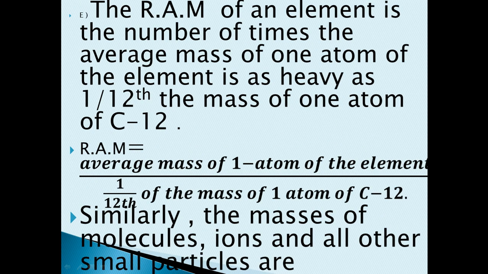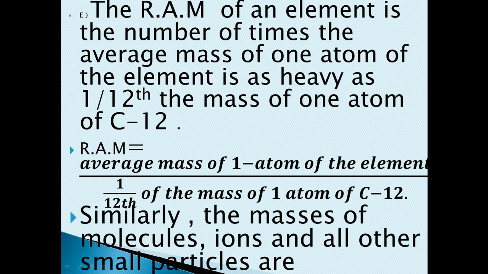So what do we call the relative atomic mass of an element? The relative atomic mass of an element is the number of times the average mass of one atom of the element is as heavy as 1/12 the mass of one atom of carbon-12. So relative atomic mass equals the average mass of one atom of the element over 1/12 of the mass of one atom of carbon-12. So you are comparing the number of times the average mass of one atom of the element is heavier than 1/12 the mass of one atom of carbon-12 isotopes. We say that's the relative atomic mass of the element.